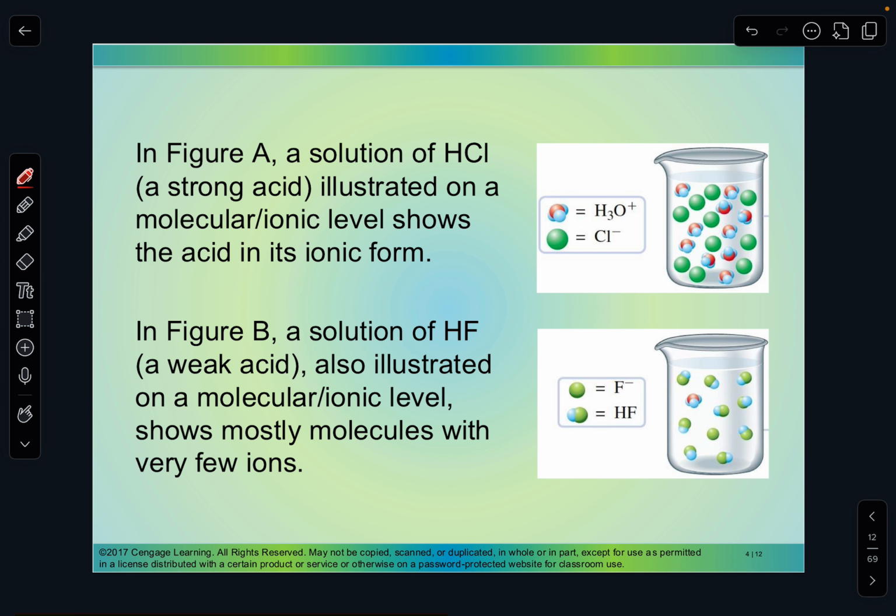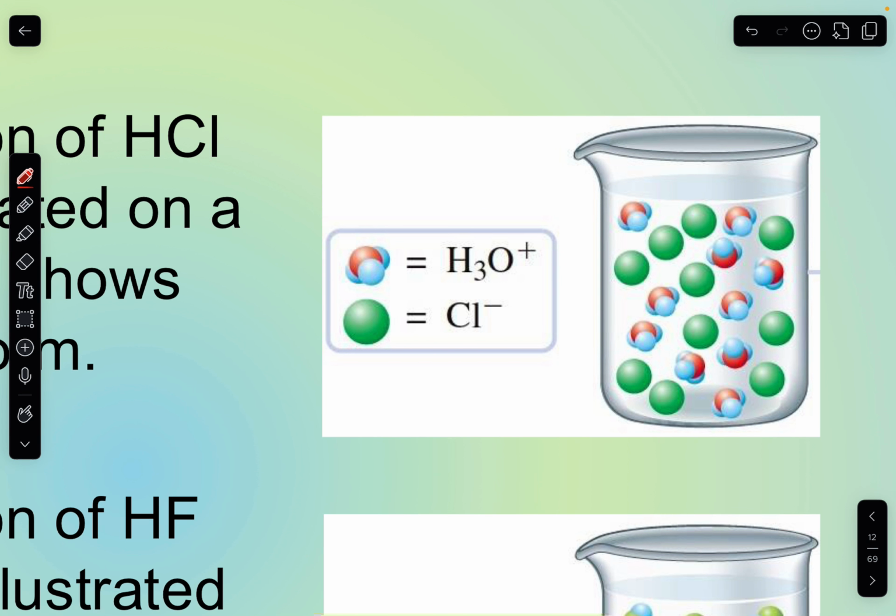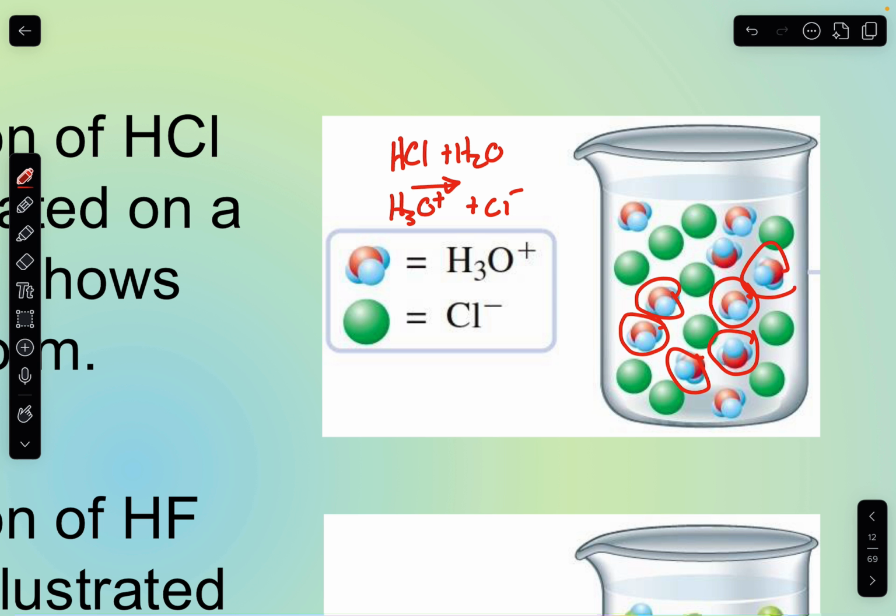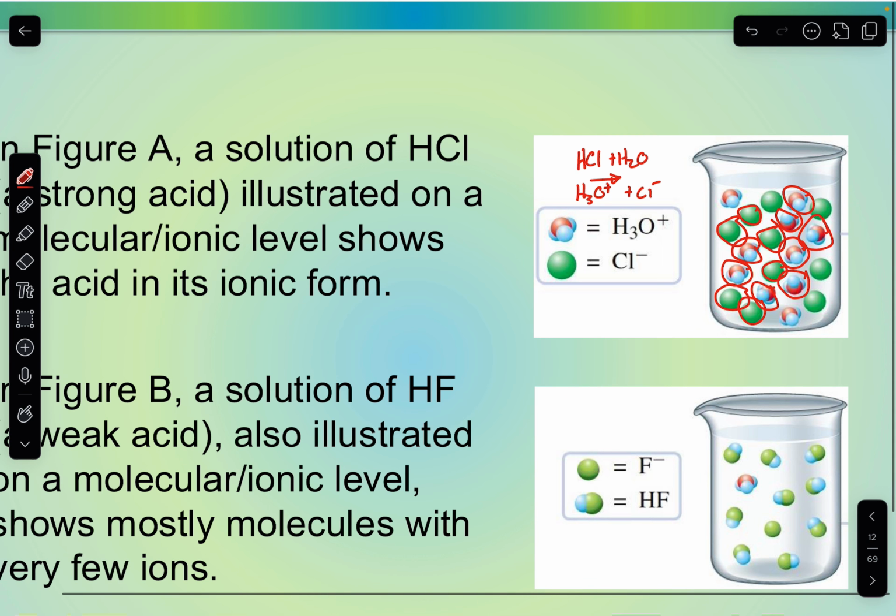And so this is what this is going to look like if we were to look at the actual atoms. So when we have HCl going into water, you get H3O plus Cl minus. And so you can see the H3O pluses in solution here. These are our H3O pluses surrounding there. We also have Cl minus, where those are going to be, those are separate.